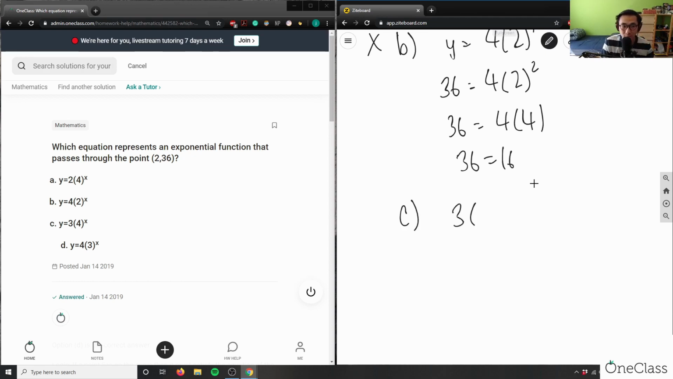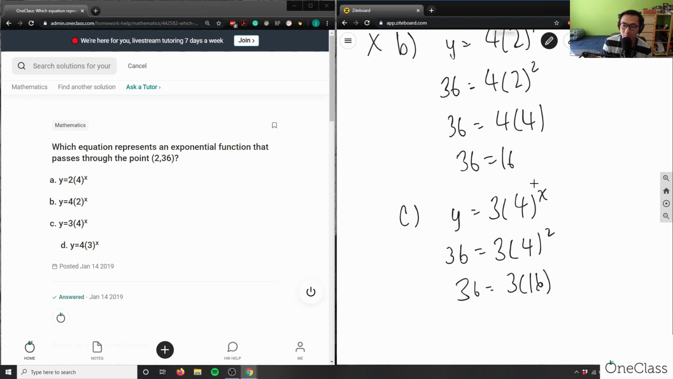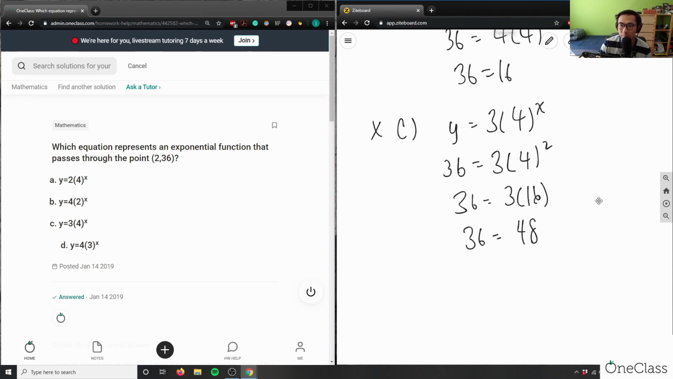Let me look at C here. I have y equals 3 times 4 to the power of x. Again, y is 36 equals 3 times 4 squared. 36 equals 3 times 16. In this case, 36 equals 16 times 3, which is 48. This is also wrong, which means D has to be my correct answer, right?